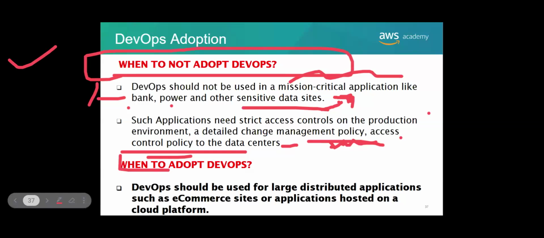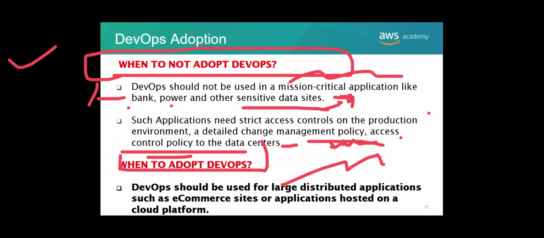Now here we come to when to adopt DevOps. DevOps should mainly be used for large distributed applications. Large distributed means what? Distributed means what?